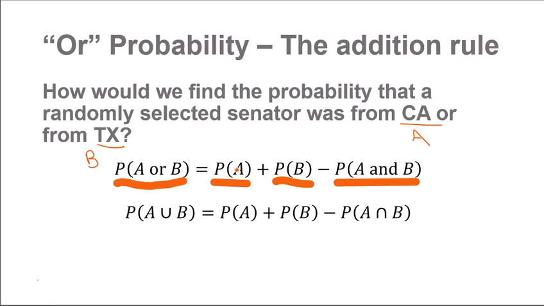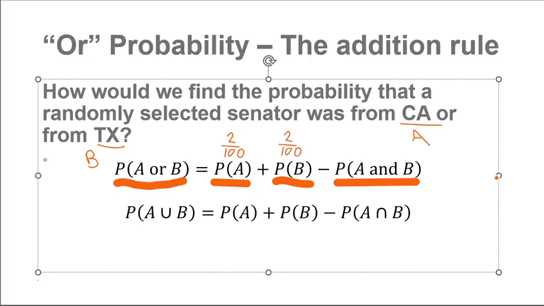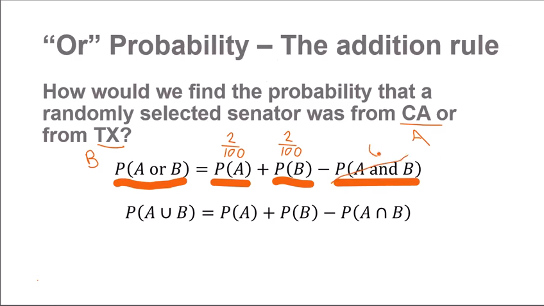the probability of A would be, well, how many senators are there from California? That would be 2. Out of how many total? That is 100. And then the probability of B, how many senators are from Texas? That is also 2. And then out of how many total? That's also 100. And then in this case, the probability that a senator is from California and Texas in terms of representation is 0. This is not possible. Because these are mutually exclusive events, that overlap, or the and portion, is always going to be 0.